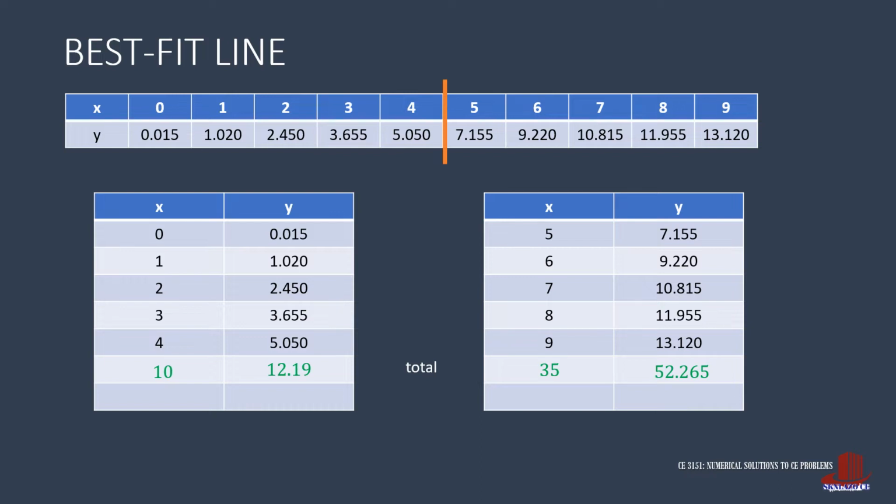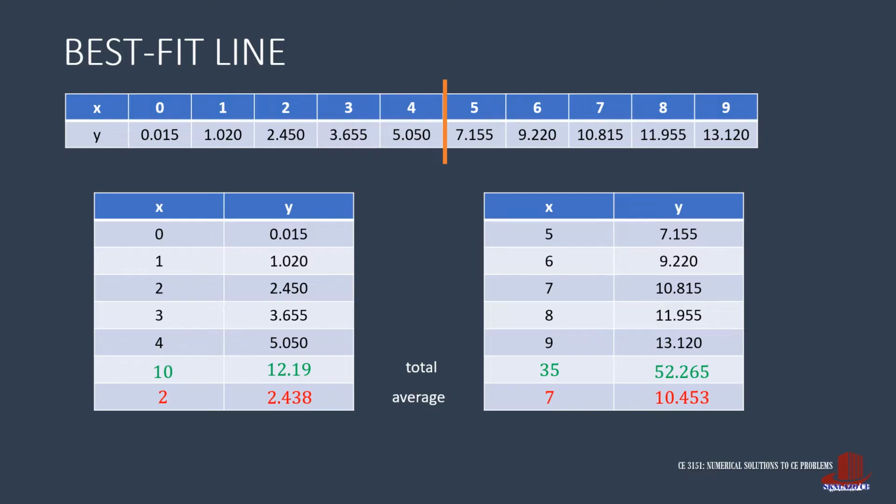With the summation already identified, we can take the average, where for each column, the total is divided by 5. Thus 10 upon 5 is 2. 12.19 divided by 5 is 2.438. From table 2, 35 over 5 is 7. And 52.265 divided by 5 is 10.453. These averages are what we need to come up with the partial functions.